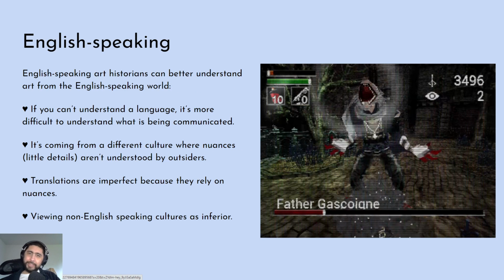English-speaking is obviously important because I can only speak English. I'm an American, so there are a lot of reasons why English-speaking is favored in the U.S. Pretty obvious, but if you can't understand the language, it's more difficult to understand what's being communicated. That goes to the next couple points. It's coming from a different culture where nuances, little details, are not understood by outsiders, and translations are imperfect because they rely on nuances. In case you're not aware, translating from one language to another isn't just throwing it in Google Translate and making corrections here and there. The thing is, different languages come from different cultures.